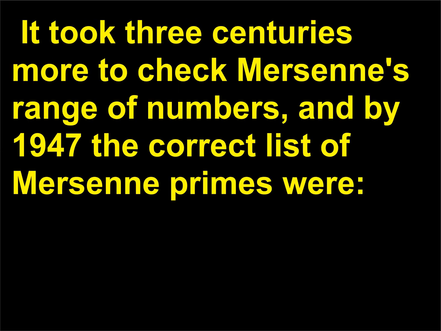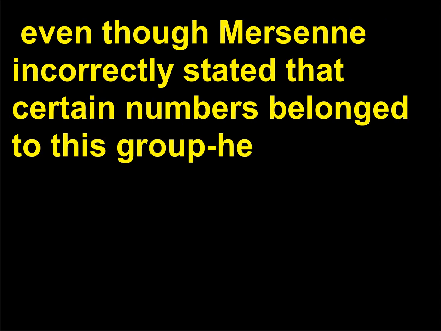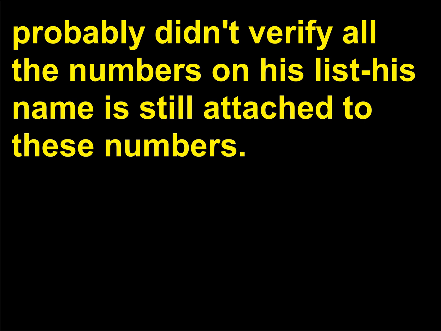It took 3 centuries more to check Mersenne's range of numbers, and by 1947 the correct list of Mersenne primes were p equals 2, 3, 5, 7, 13, 17, 19, 31, 61, 89, 107 and 127. Interestingly enough, even though Mersenne incorrectly stated that certain numbers belonged to this group, he probably didn't verify all the numbers on his list. His name is still attached to these numbers.